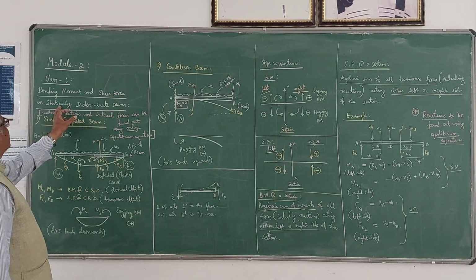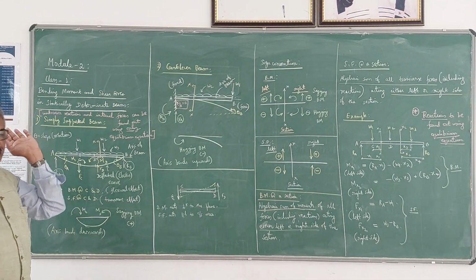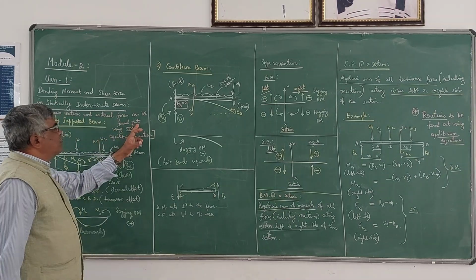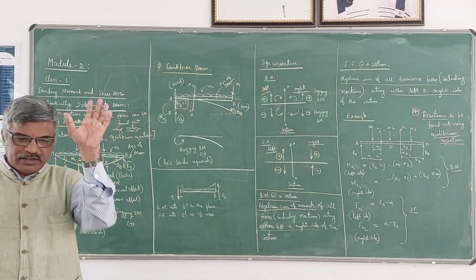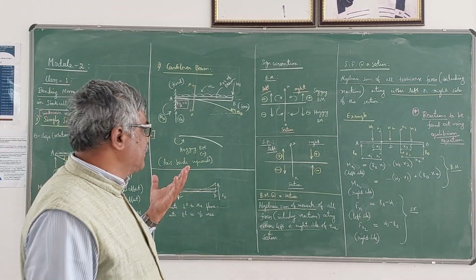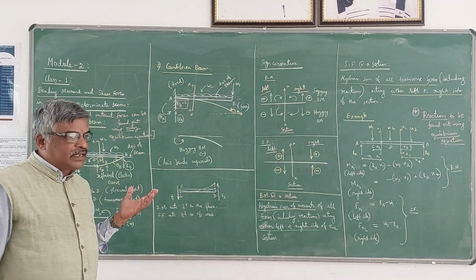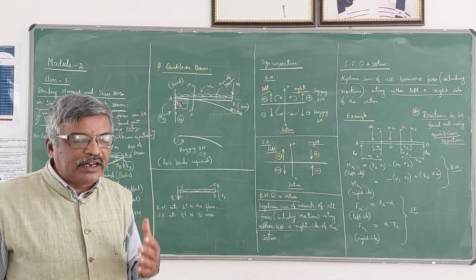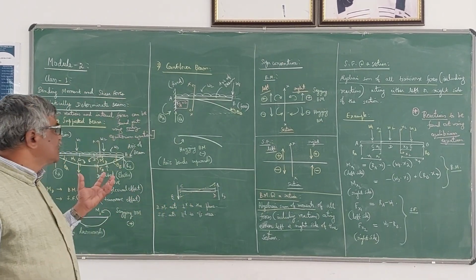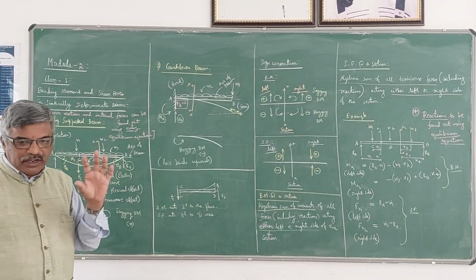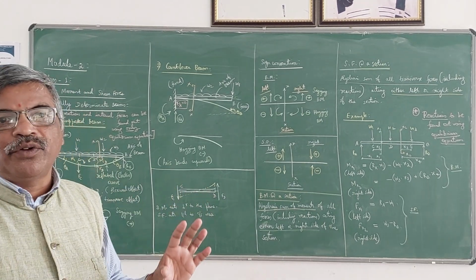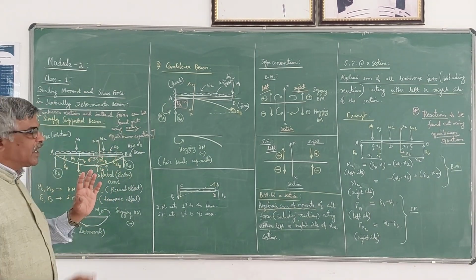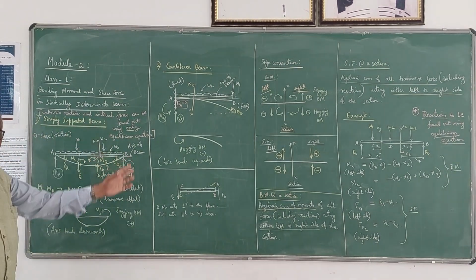So here the topic is statically determinate beams. Statically determinate beams means the unknown reactions and internal forces can be found out only by using equilibrium equations. You need not use any other equation. You know the equilibrium equations for a two-dimensional structure and a three-dimensional structure, as you have learned in mechanics. For a two-dimensional structure there will be 3: sigma Fx = 0, sigma Fy = 0, sigma M = 0. Using those 3 equations we can find out the unknown reactions and the internal forces.